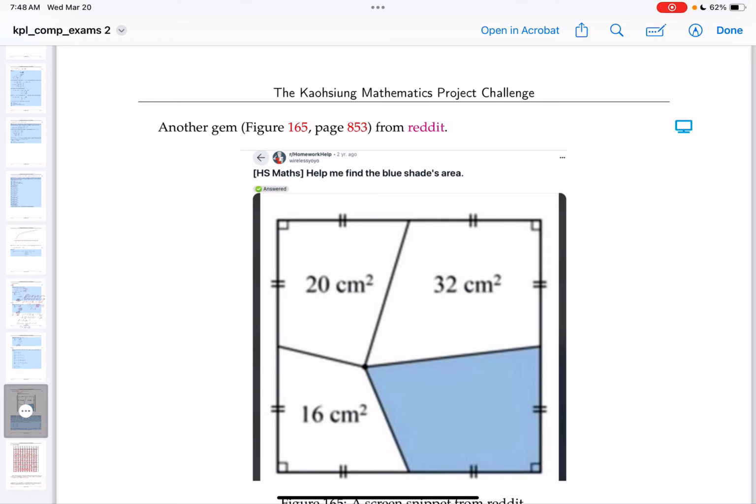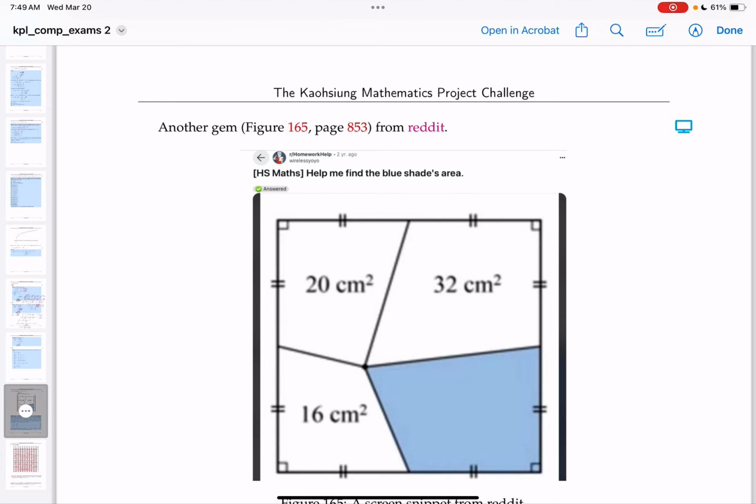Okay, so let's talk about this problem over here. It's from Reddit, and it's an image that I clearly see in Reddit. It's posted to it. I copied the image and created a PNG. But anyway, it's high school math. It says, "Help me find the blue shaded area."